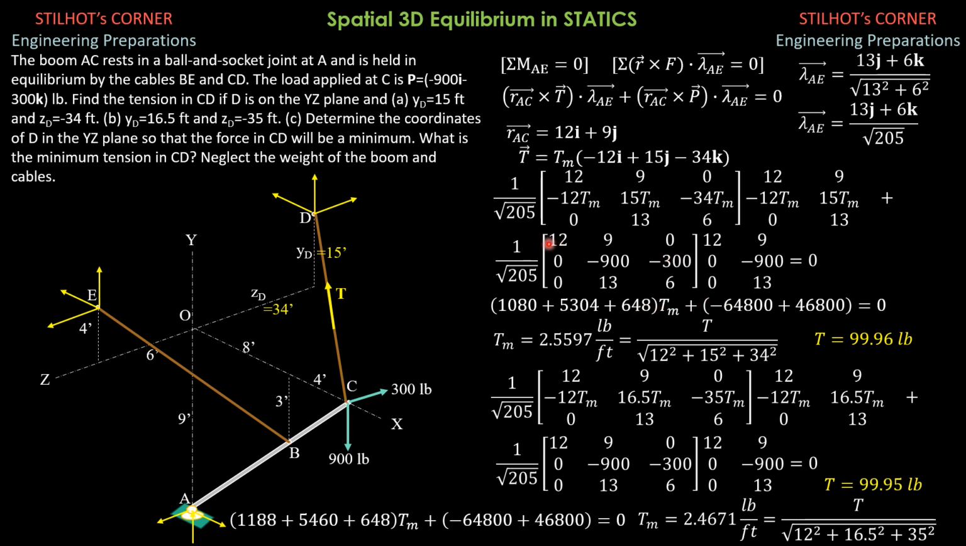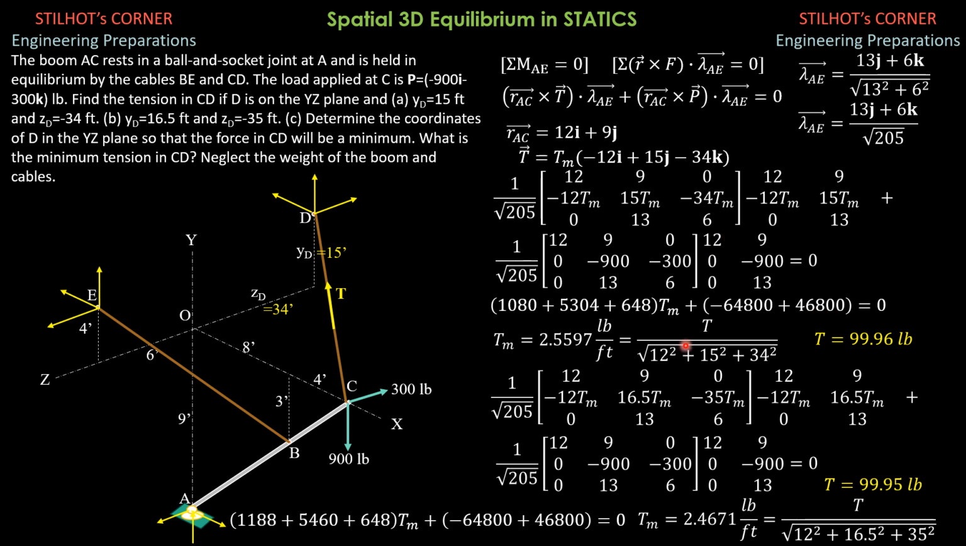Then for this product, 12 times negative 900 times 6, that's negative 64,800. Then 9 times negative 300, that's 0, 0, minus 0. This is 0, so this is negative. Negative of negative is positive. So 13 times 300 times 12, that's positive.